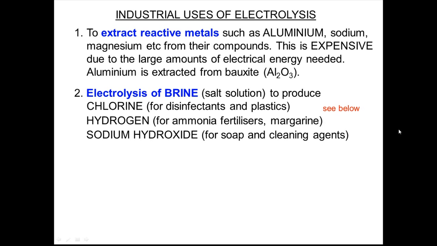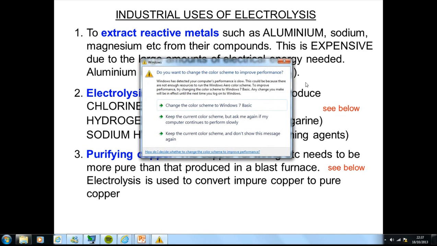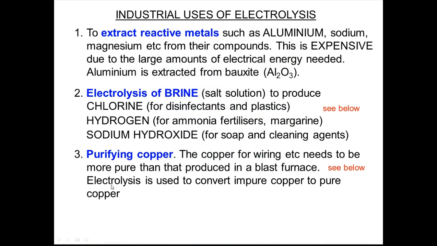We're going to look a little bit more in depth at some of these things in a minute. And it's used for purifying copper. The copper we use for wiring needs to be very, very pure, much more pure than what you get from a blast furnace. So we use electrolysis to convert impure copper to pure copper. We're going to look at how that's done in a minute. So those are some of the main uses you need to know about.